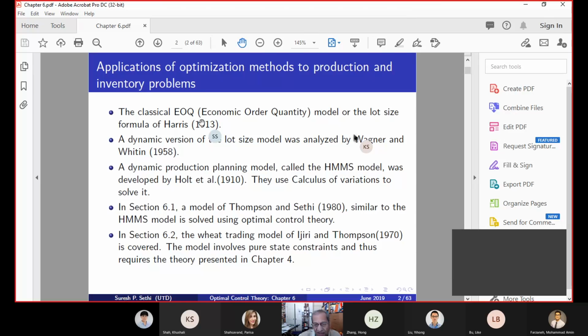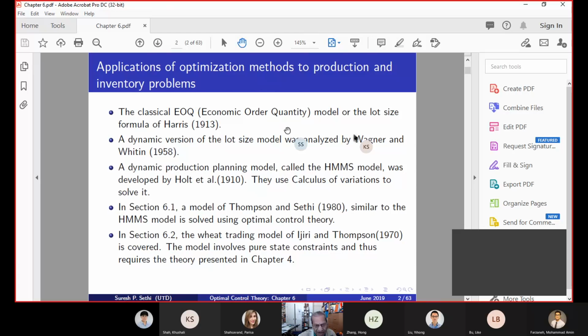Okay, so this one, as I mentioned to you, chapter 5 was easier to present. And so I decided to put the finance chapter first, even though it's an OM class, sort of. Okay, so now we're going to do the application to production and inventory problems.